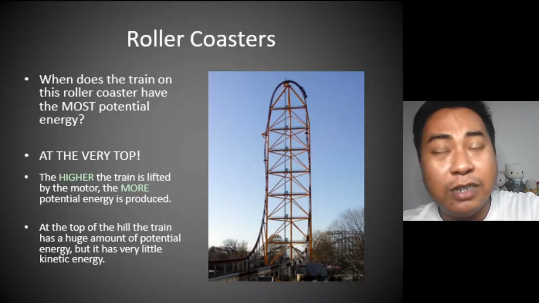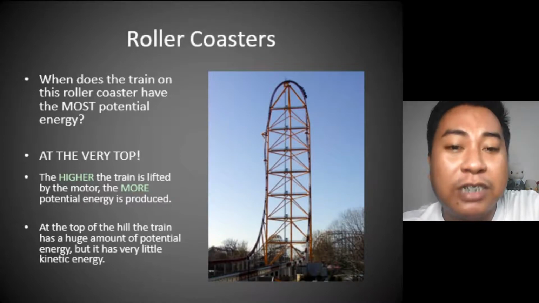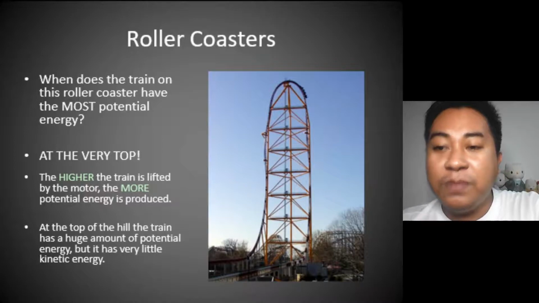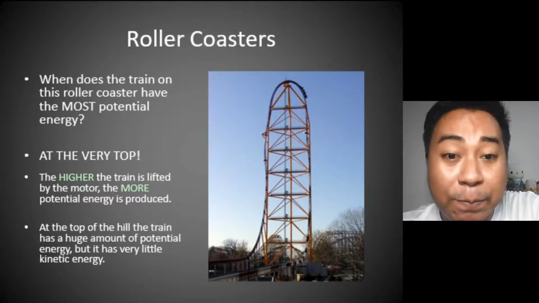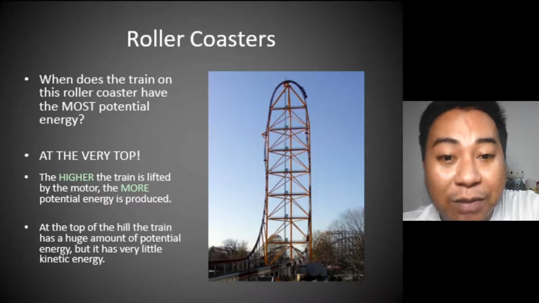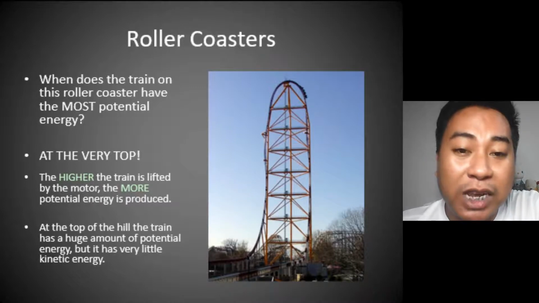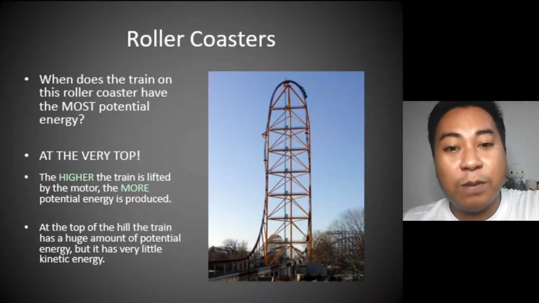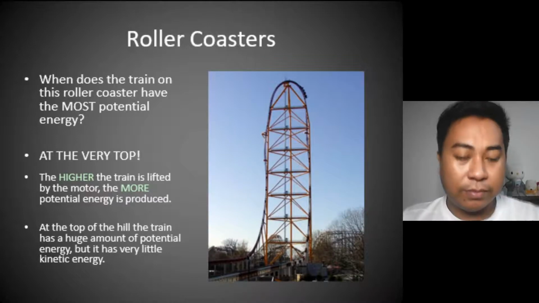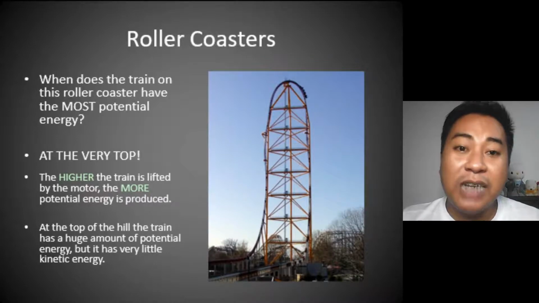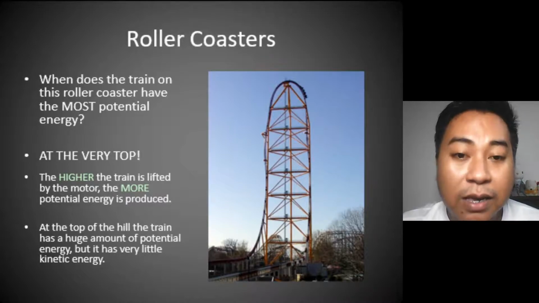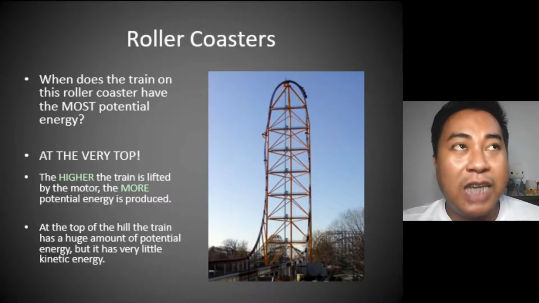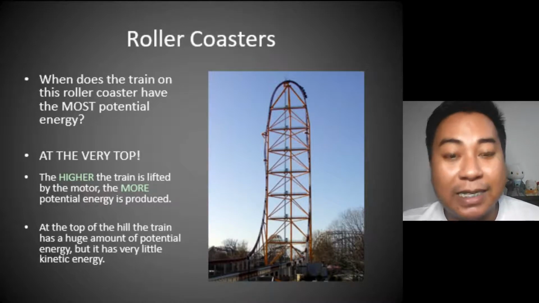And the larger or the heavier the object, the more potential energy it has. So at the bottom of the hill, the train has a huge amount of potential energy, but it has a little kinetic energy. At the bottom naman, it will have a larger amount of kinetic energy and a lesser amount of potential energy. Ayan. So kapag nasa top pala ang isang object, they have the most potential energy. Okay? Kapag nasa pinakababa, it has the least.